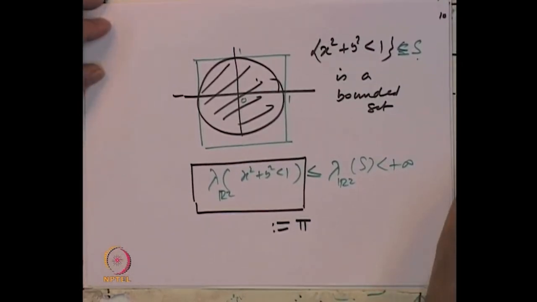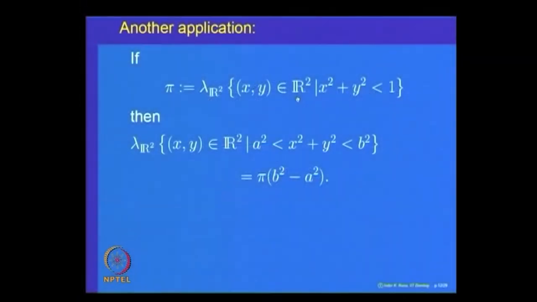So, pi is the Lebesgue measure of the region enclosed by the unit circle. So, the claim is that if we look at the annulus region, that is x square plus y square bigger than a square and less than b square, then its Lebesgue measure is pi of b square minus a square.